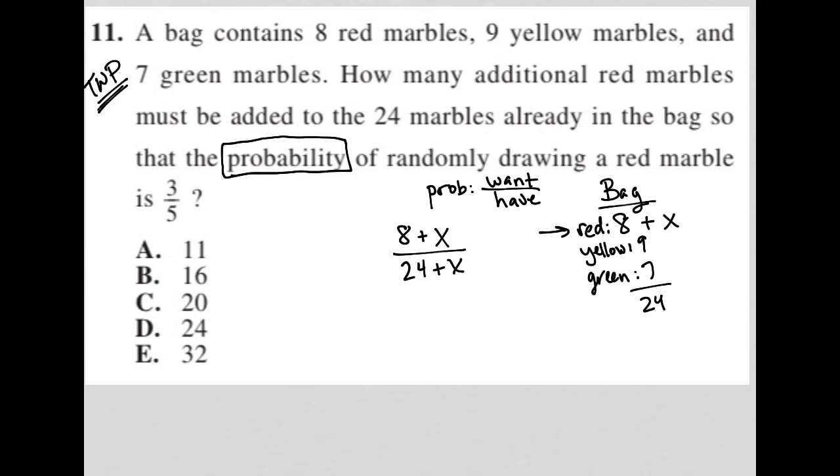And we're told that this probability should be equal to 3/5. So I'm going to just say equals 3/5. The ratio, the probability of choosing a red marble should be equal to 3/5. So at this stage, I have a proportion, so I can solve this proportion, right? This is the translation of the question here. This 3/5 equals 8 plus x over 24 plus x. So I can solve this proportion by cross multiplication.